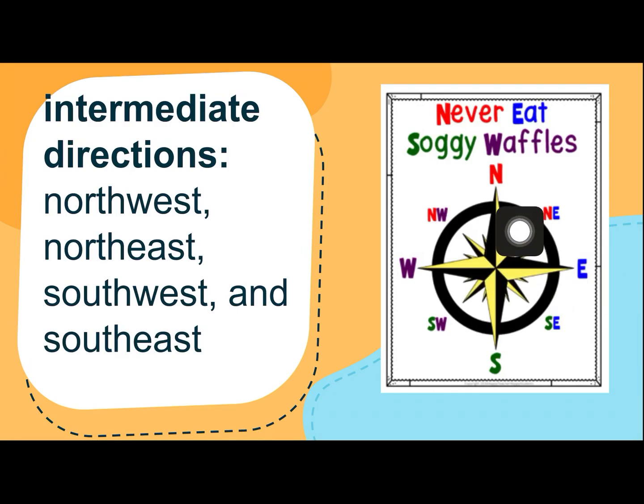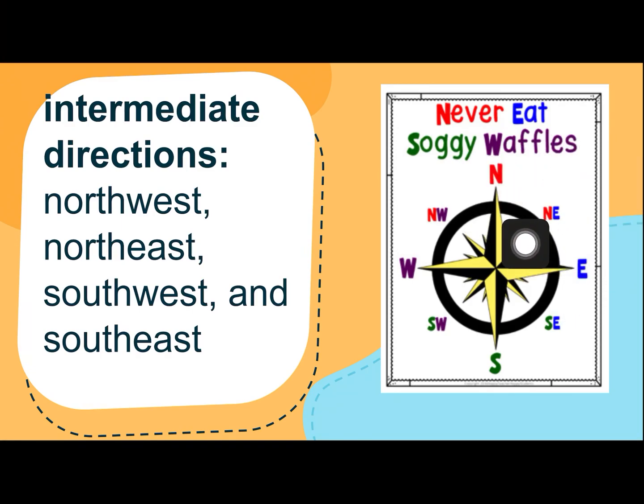However, what happens if you're going in between one of those directions? Say you're not going exactly north, you're not going exactly east, but you're in between there. That's when we use our intermediate directions, which are northeast, northwest, southwest, and southeast. So for example, NE is going to stand for northeast. It has some of our north, it has some of our east.